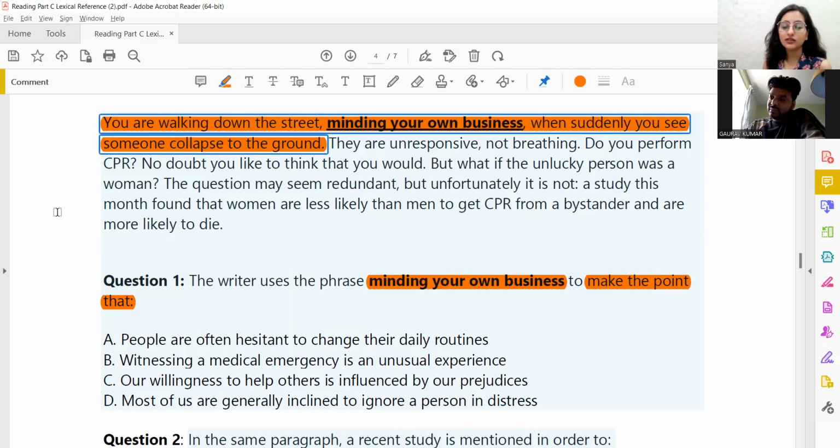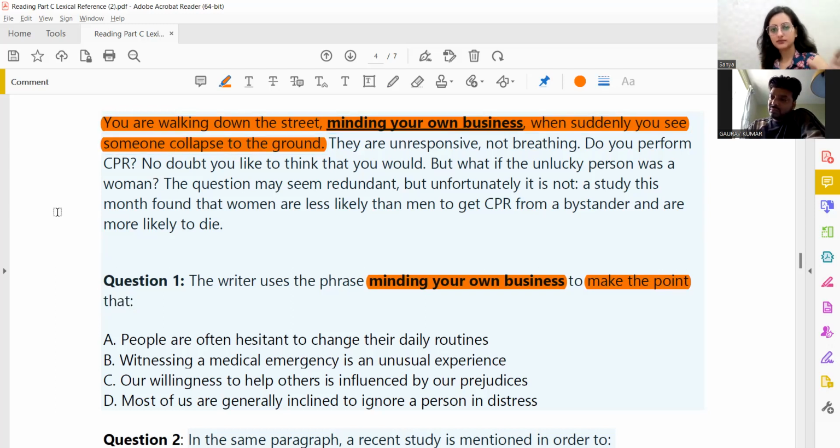Okay. So look at the context, like which line it is used in, and then you can of course look at other things as well. So why has the writer used this phrase?